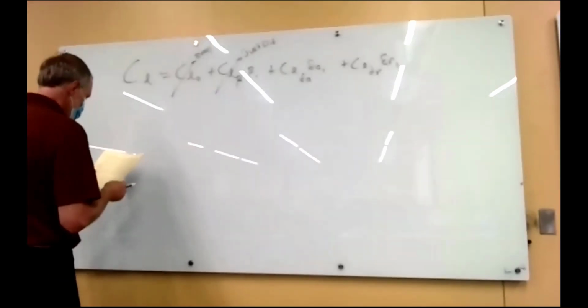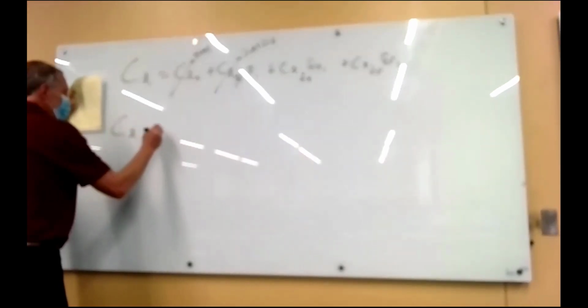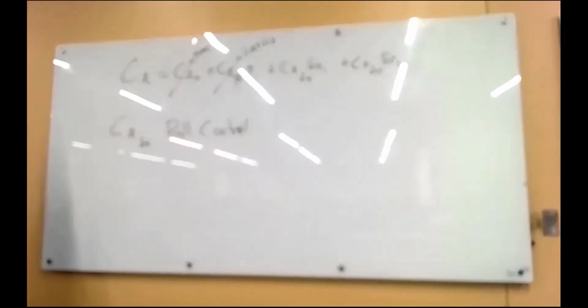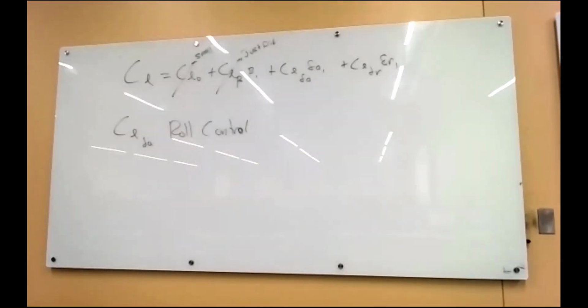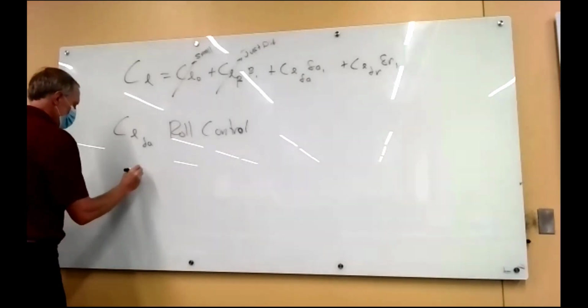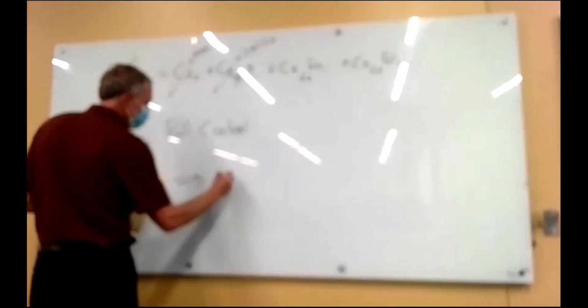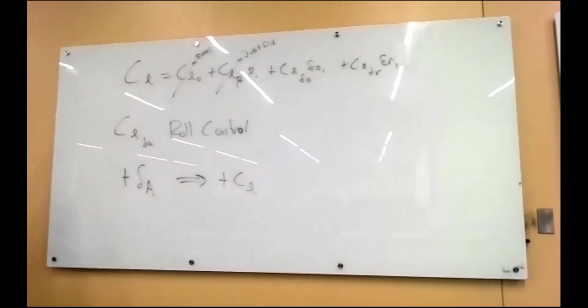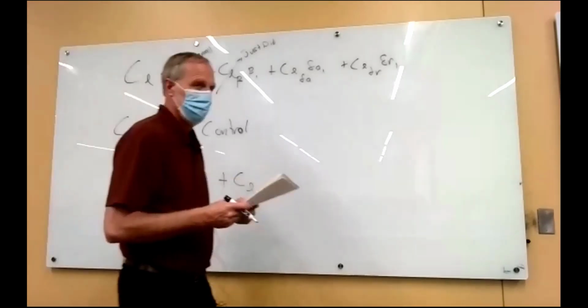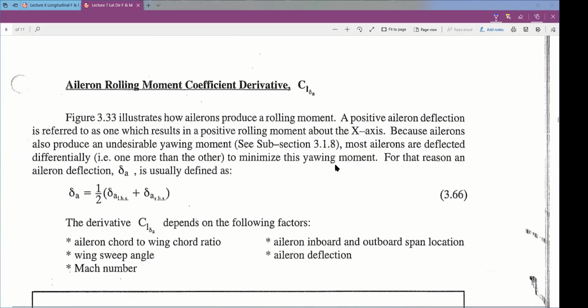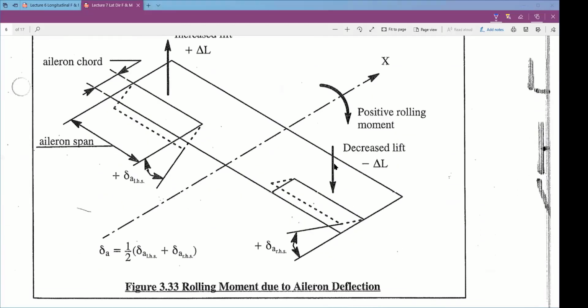So how about the ailerons? C_L delta A is roll control. The reason that the ailerons are on the airplane is to give us this. So in this book, positive delta A produces a positive rolling moment. And your book has a nice picture of the ailerons deflected to do that.